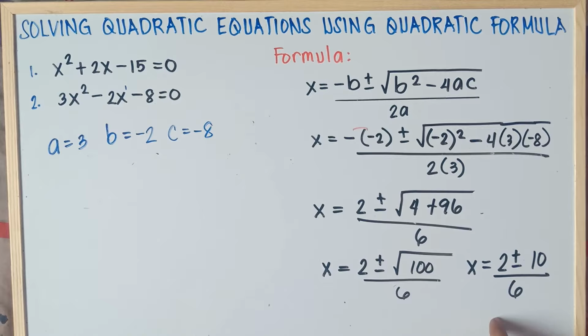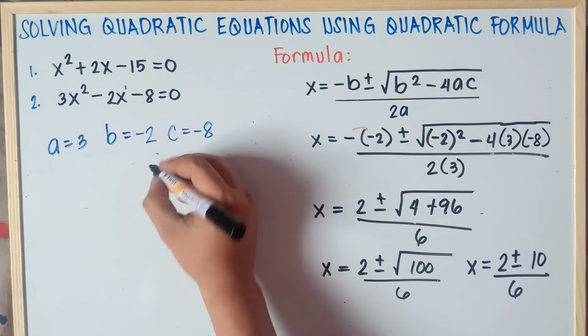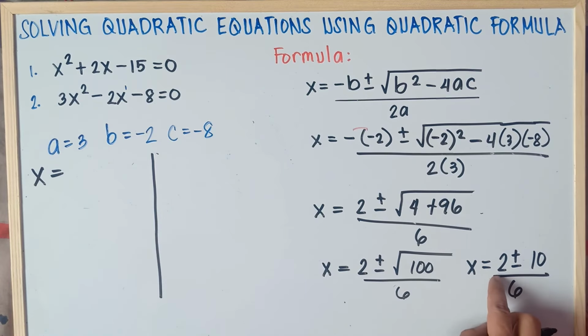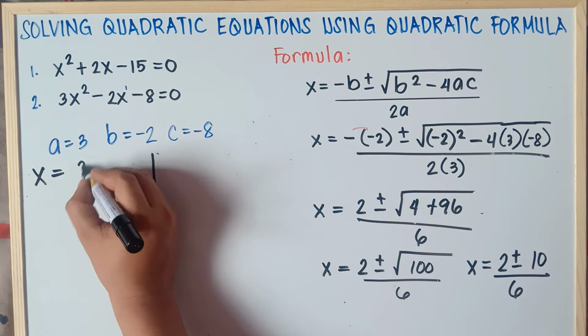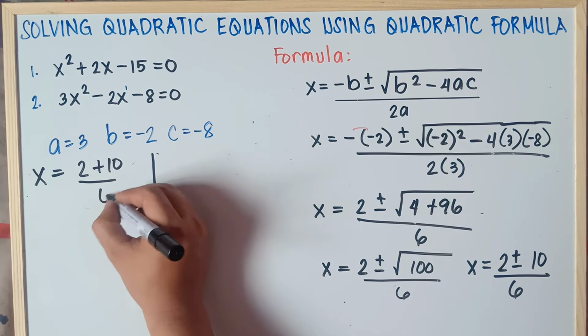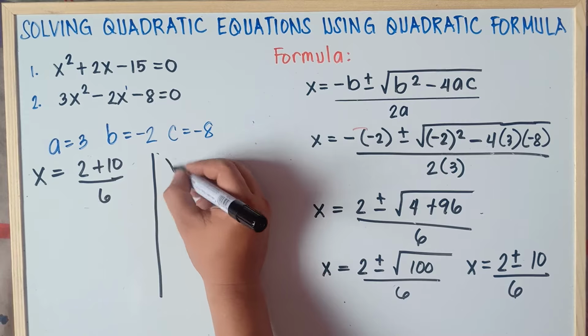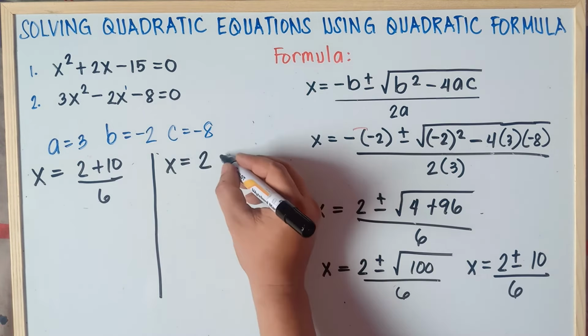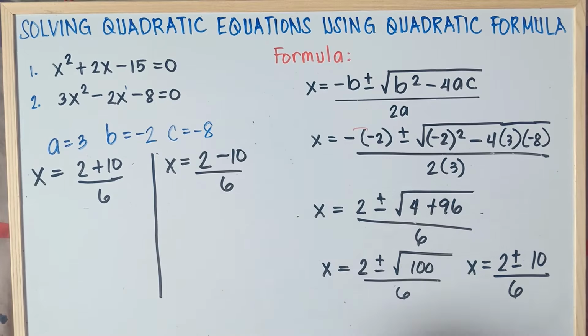So we do have two answers for this one, class, because we have positive 10 and negative 10. Alright, so we need to separate this one. We have x equals, copy 2. Then you start with positive 10 all over 6. And the other one, we have x equals, once again, copy 2. Then negative 10 over 6. Alright, so almost done, class.